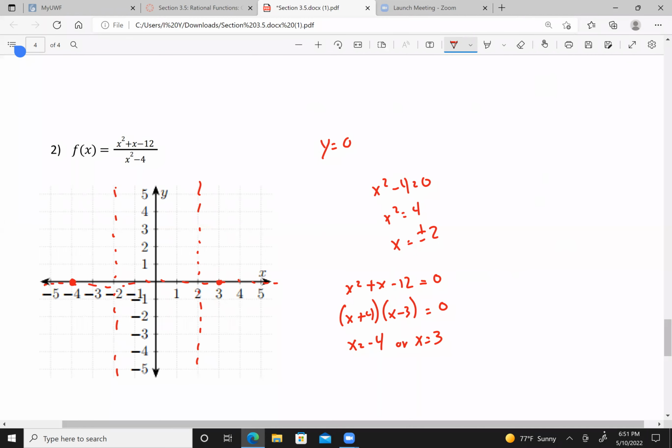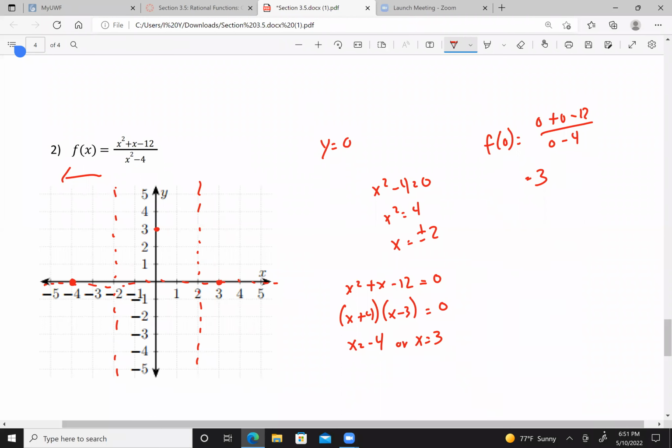Okay, now we need to find the y-intercept by setting x equals 0. Finding f of 0, we get 0 plus 0 minus 12 over 0 minus 4, which is 3. So we need to find another value here.